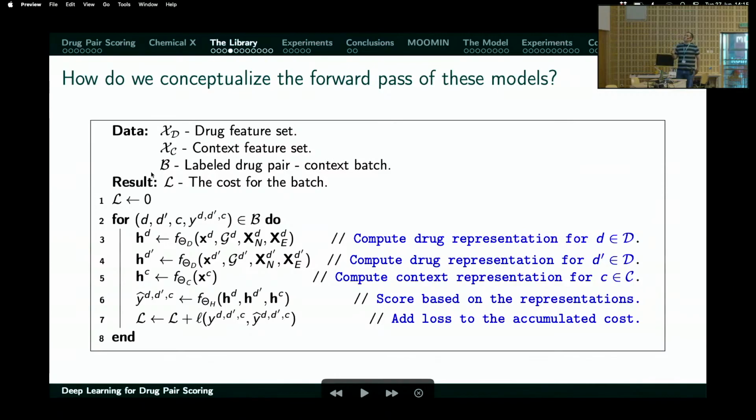There is also a context feature set, which contains feature vectors for each of the contexts that you are interested in. For example, it can be 1,000 feature vectors for 1,000 cancer cell lines. And the idea is that you can look this up very easily. Yeah, thank you.